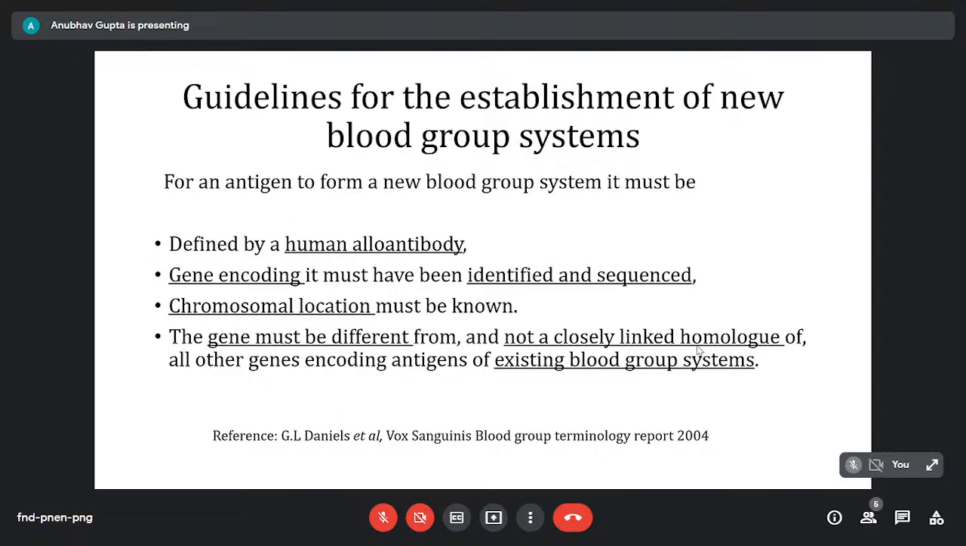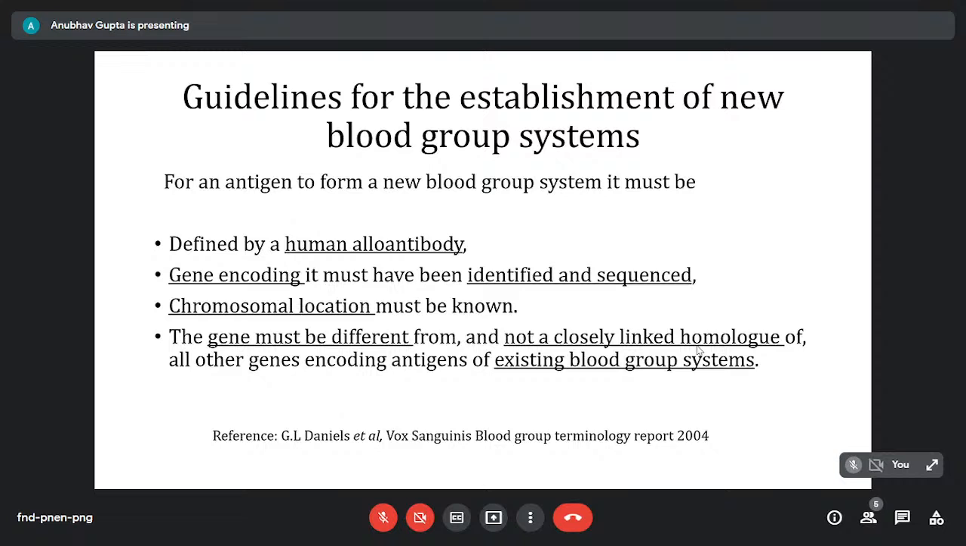The A gene is different from the B gene, but they are so closely homologous, but the crossover doesn't take place. So for a blood group system, the four essential requisites are: you should have an antibody, you should have a gene, which should be identified and sequenced, the chromosome location should be known, and fourthly, the gene must be different from the other genes, and it should be so closely homologous that a crossover doesn't take place.